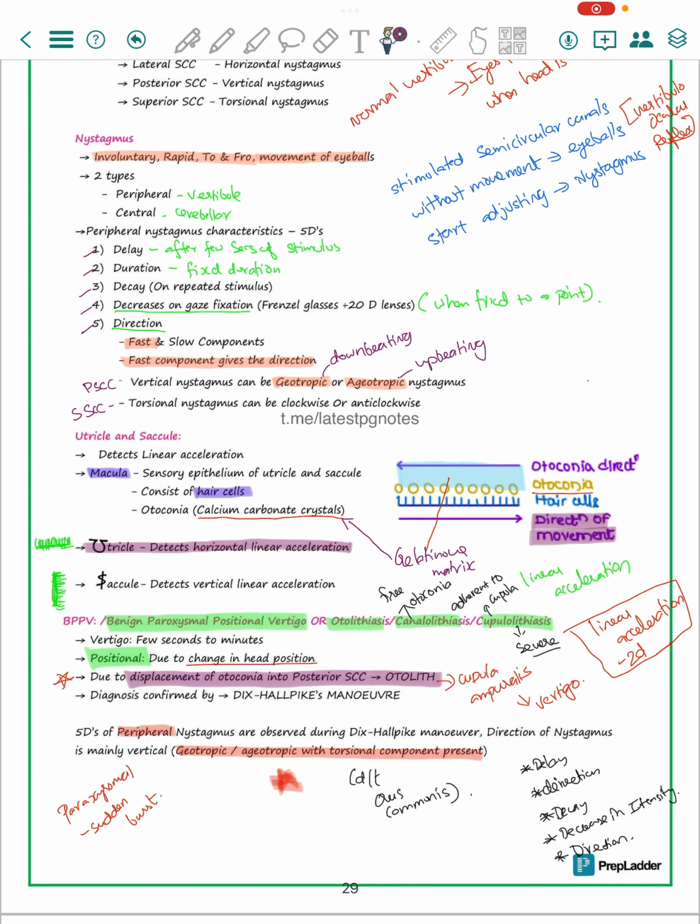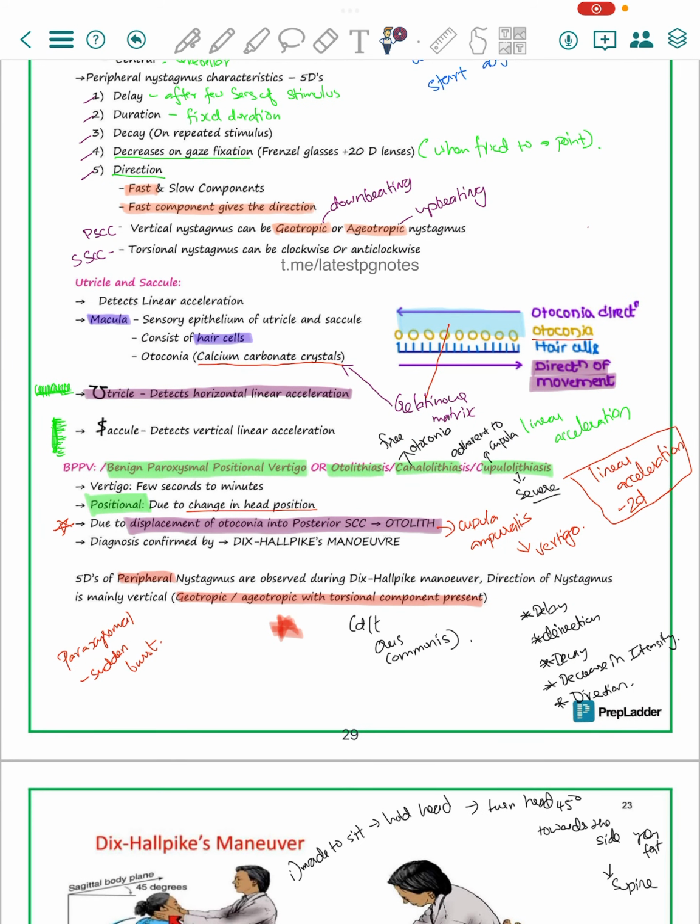It contains a macula, the sensory epithelium of the utricle and saccule. It consists of hair cells with otoconia. These otoconia are nothing but calcium carbonate crystals. The utricle detects horizontal linear acceleration, whereas the saccule detects vertical linear acceleration.